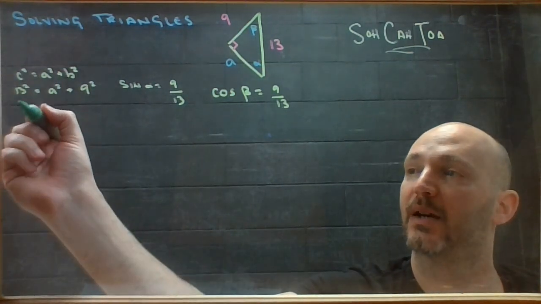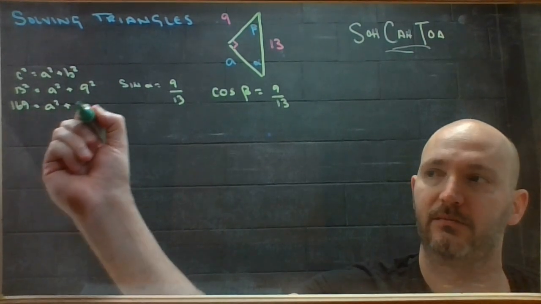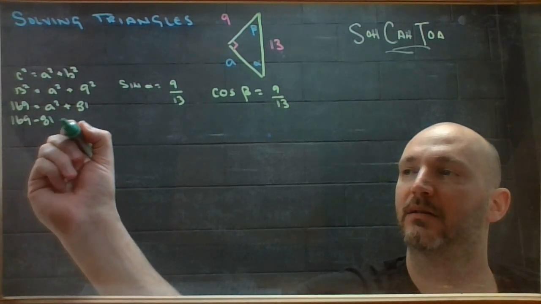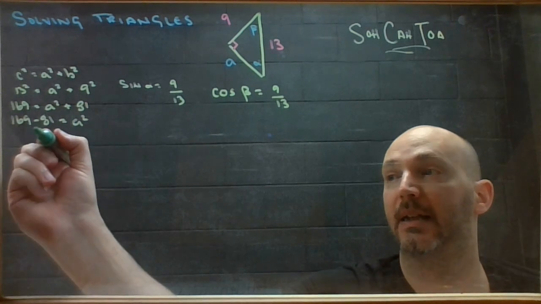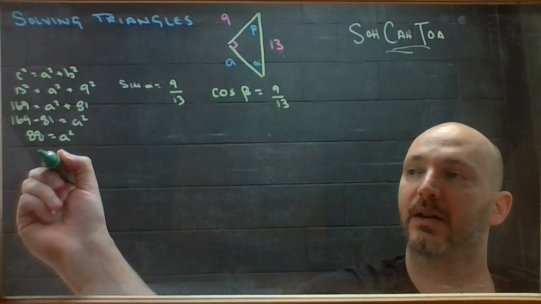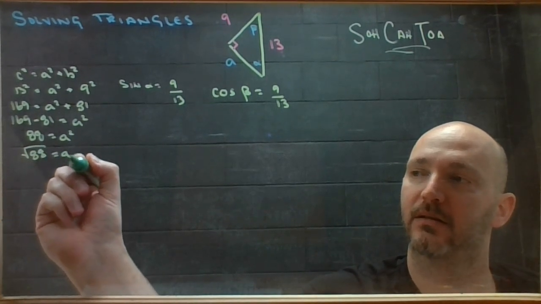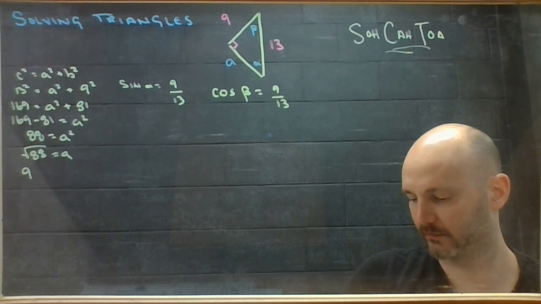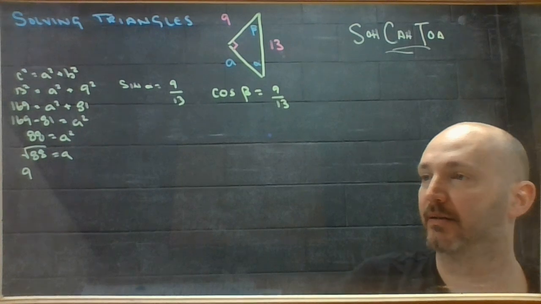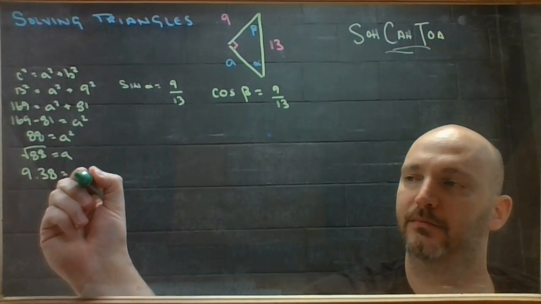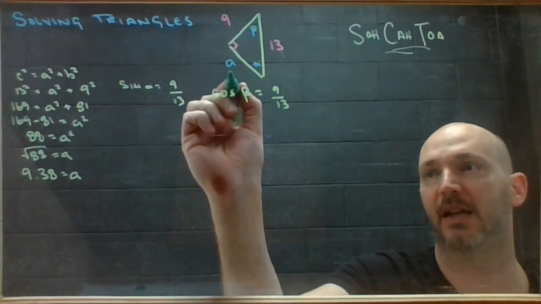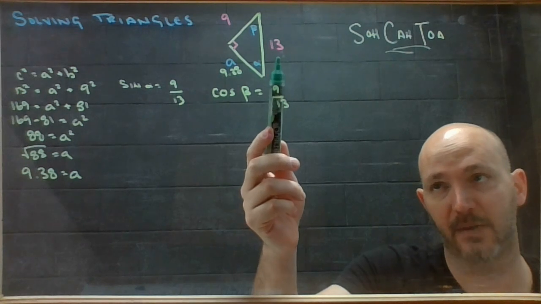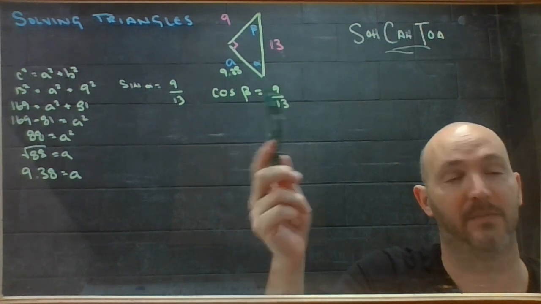So 13 squared is 169. 9 squared is 81. Subtract this from both sides. It'll be 88 equals a squared, square root of 88. It's going to be like 9.1. Oh, 9.38. All right, so I have a side here, 9.38. I just check myself. The hypotenuse has to be the longest side. This is less than 13, so I've done it right.